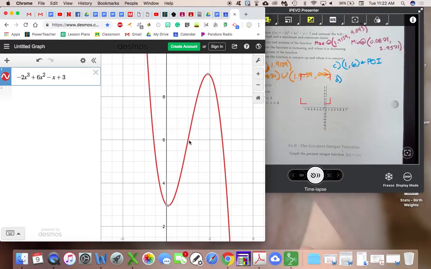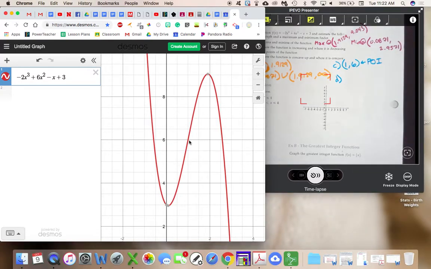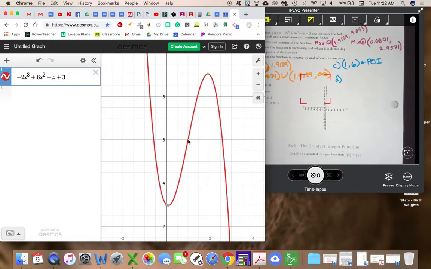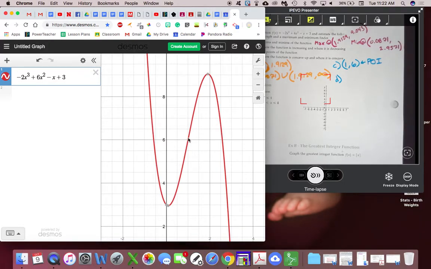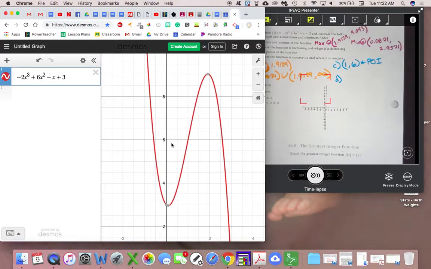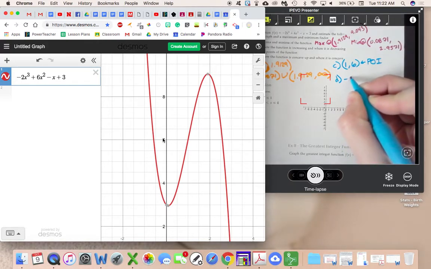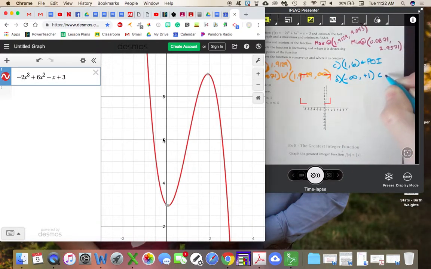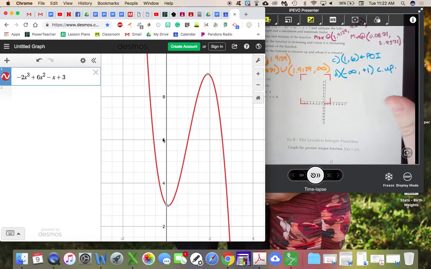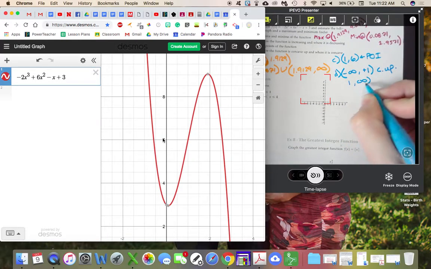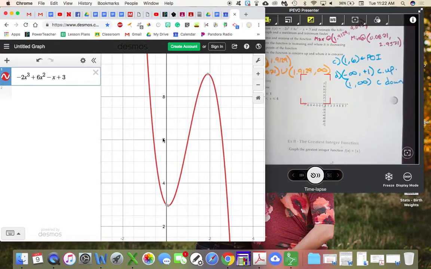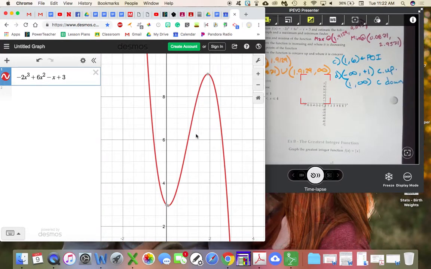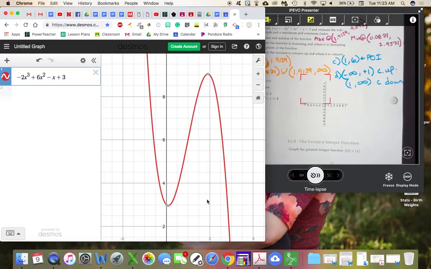And then the last thing is part D, intervals where the function is concave up and concave down. This is my point of inflection right here. On the left side of that point, it is caving up. You see that? So from negative infinity to positive 1, it is concave up. From 1 to infinity, it is concave down. Concave up, concave down. Good? Happy with that? All right.